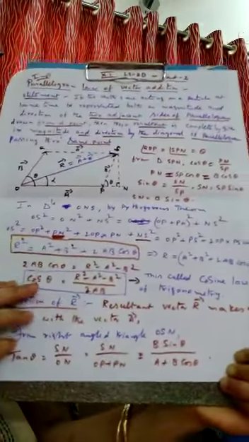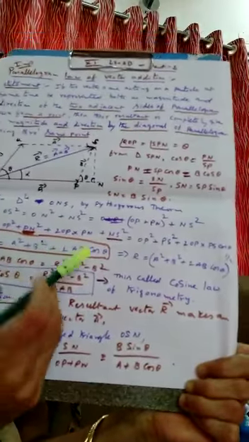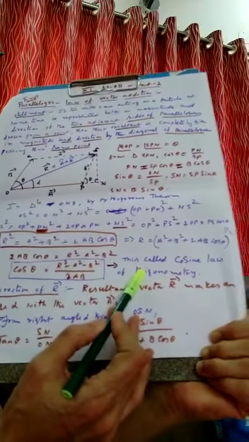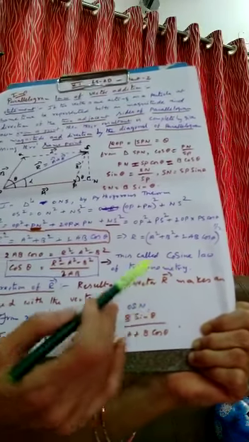Simply rearranging the terms of this R square formula, we are getting the cosine law of trigonometry. Remember this. It's not a tough job. Whatever you know, that only you are rearranging. That's it. Right? So that is called the cosine law of trigonometry here.